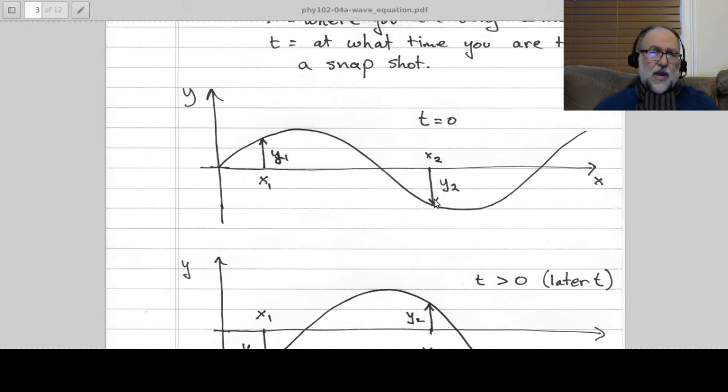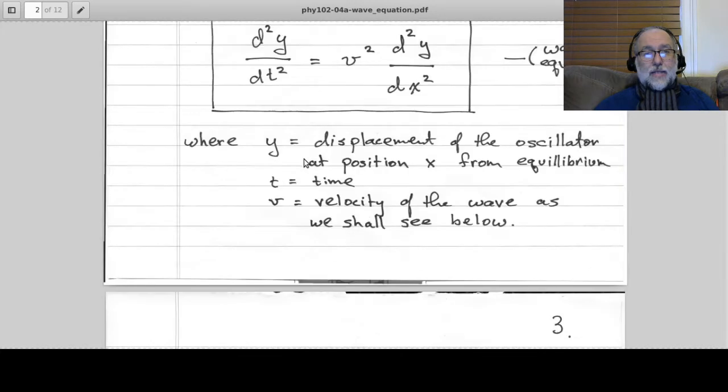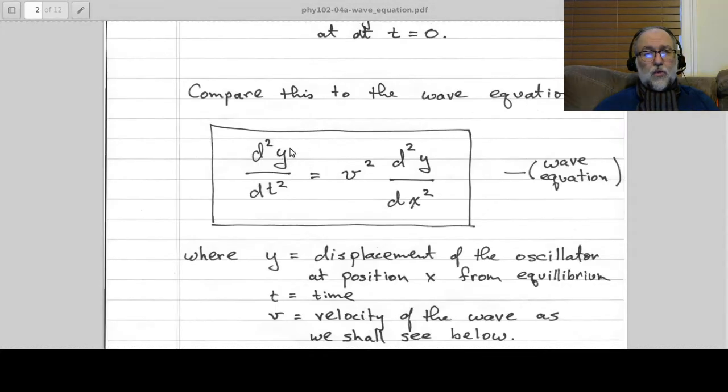So at every point in the string, it's been displaced from equilibrium, and how far it's been displaced from equilibrium, we will call that y. Right here, where it passes the x-axis, that displacement is y equals 0. Okay, so that's what y is in this equation.